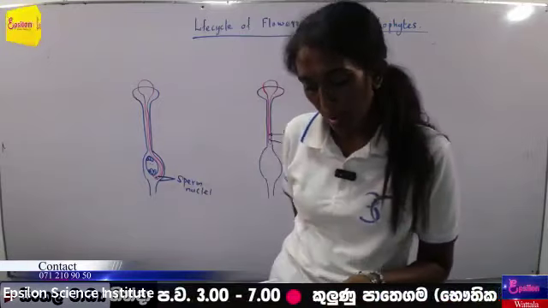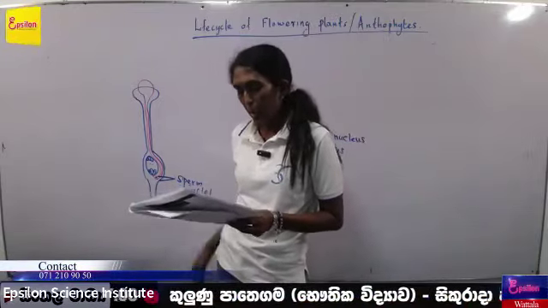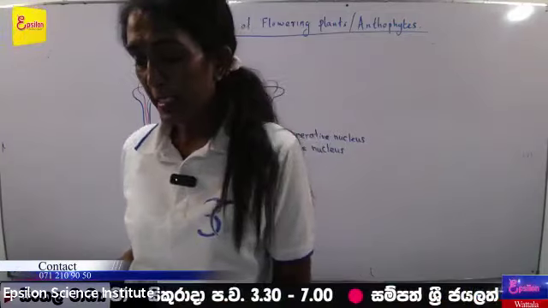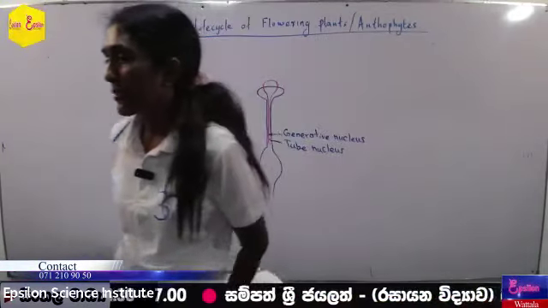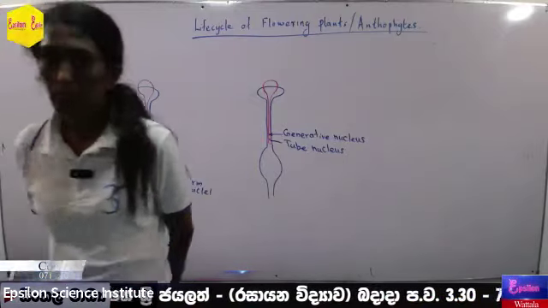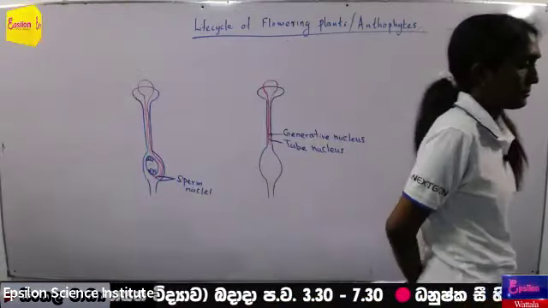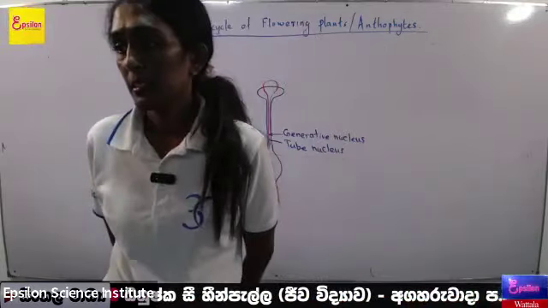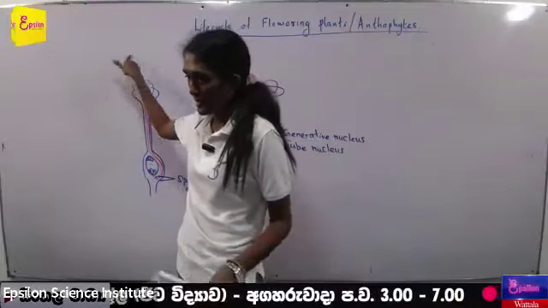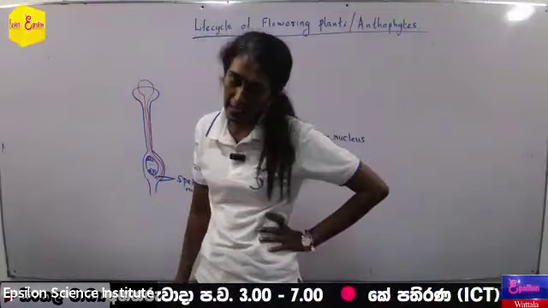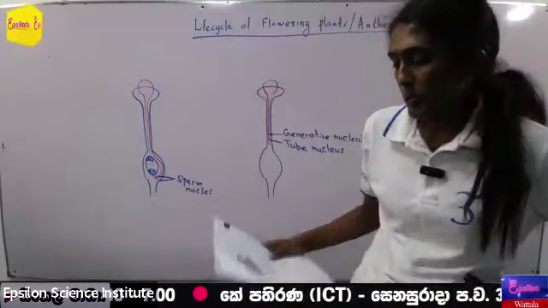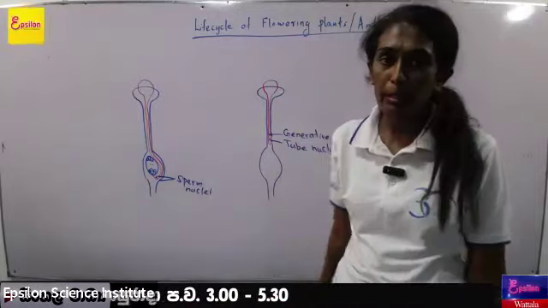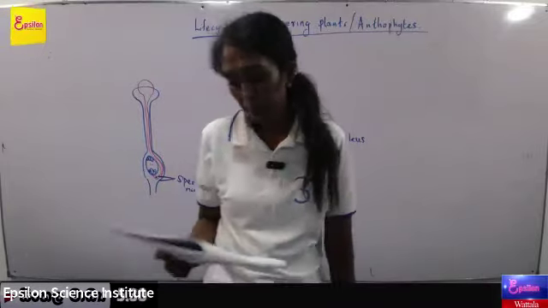The stamen consists of a stalk called the filament and two terminal lobes called the anther. Anther is made up of microsporangia, the pollen sacs. Go to the place where we wrote pollen sacs and write there microsporangia. Pollen sacs are equal to microsporangia. When the anther is cut, I told you pollen sacs are formed. Pollen chambers and pollen sacs are the same. If you want, you can mention it as pollen sacs, but both are the same, right?